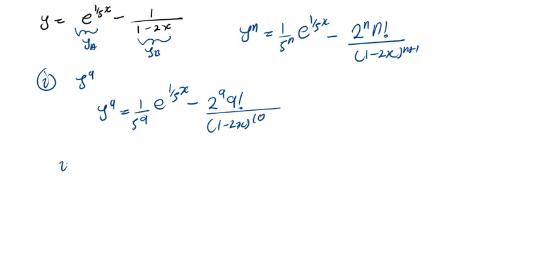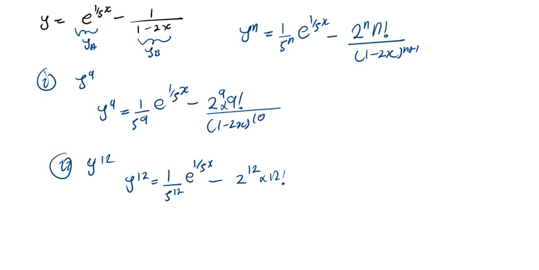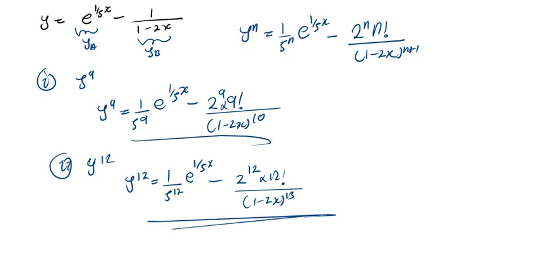The second one wants the 12th derivative. So you have y^(12) equal to 1 over 5 to the 12, e to the 1 over 5x, minus 2 to the 12 by 12 factorial. Let me multiply by 12 factorial here, divided by (1 - 2x) to the power 12 plus 1, that would be 13, and these two are your evaluations.